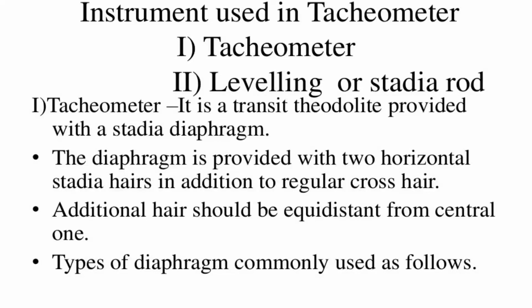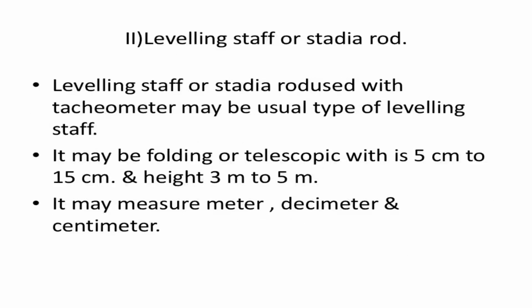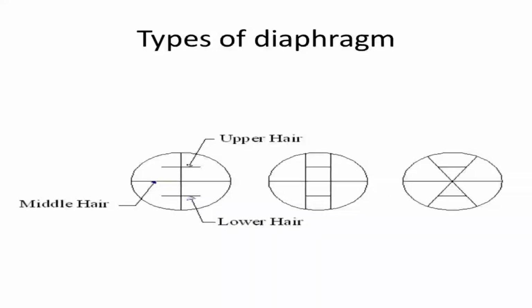Tachyometer is a transit theodolite provided with a stadia diaphragm. A diaphragm is provided with two horizontal stadia hairs in addition to the regular crosshair. Additional hairs should be equidistant from the central one. Types of diaphragm commonly used are as follows. This is the types of diaphragm.